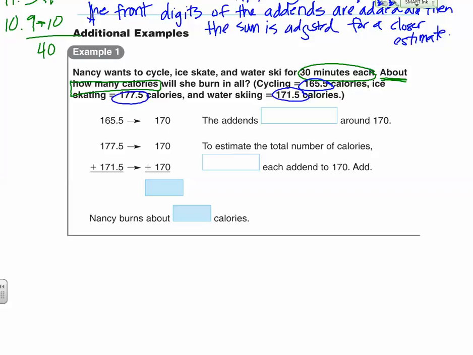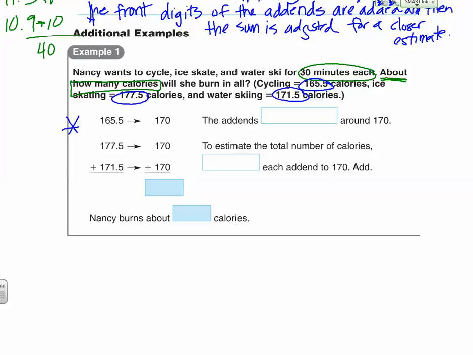Again, we know that she wants to do each of these for 30 minutes each. We're trying to figure out how many calories she'll burn. So what we would do this time, we rewrote our data up and down. Okay. And what we're going to do is ask ourselves first, are all of these numbers pretty close together? Is 165 and 5/10 close to 177 and 5/10 and close to 171 and 5/10?